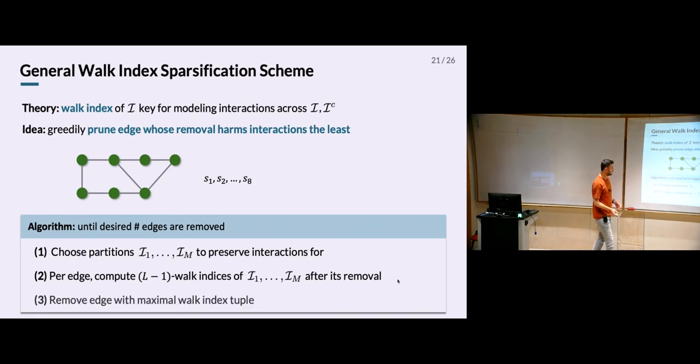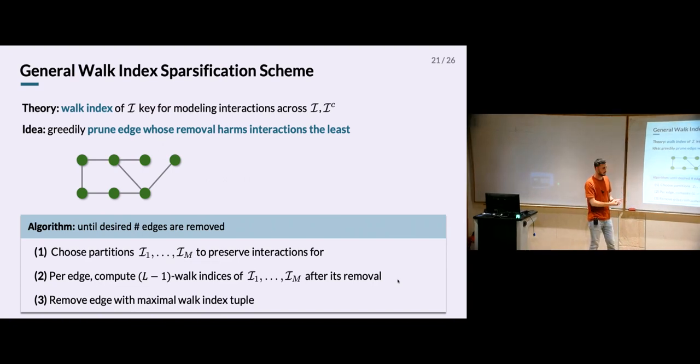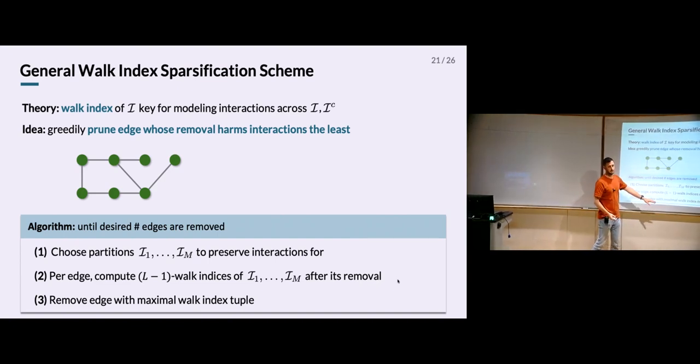And then what we do is we simply remove the edge that has a maximal tuple in some order over tuples. This is also something that we need to decide upon. This is essentially the edge that after we remove it, in some sense, harms the walk index, harms the ability to model interactions across these partitions the least. For example, here we can say that it's this edge and remove it. Now, this is a general scheme. In order to really cut out an algorithm out of it, we need to decide about which partitions we care about and the ordering of the tuples.